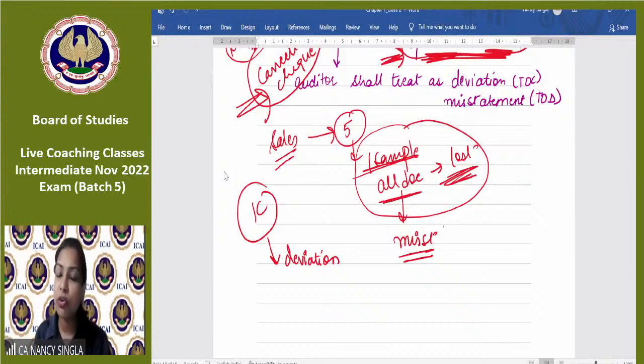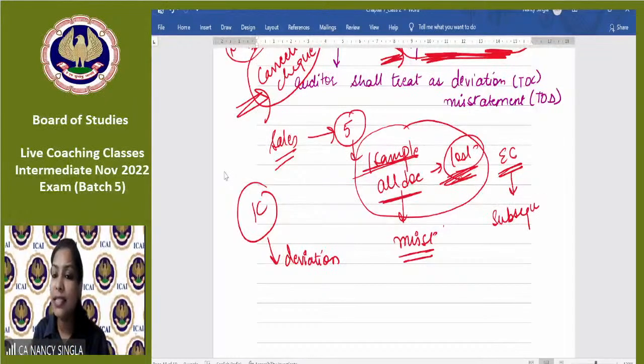So he will perform audit procedures. Suppose with respect to sales, the documents are not available. He may ask for the external confirmation from the party. If external confirmation is also not received from the party, he may see the subsequent receipts. Remember subsequent payments, that after 31st March, to koi paisa nahi aaya.